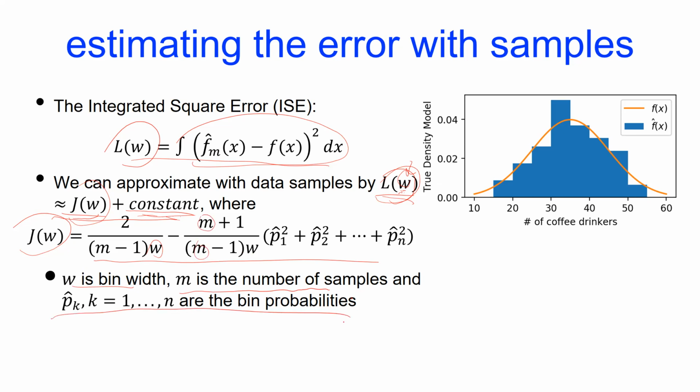And then the other P hat is the bin probability. So actually this equation is very simple, right? Although it looks like the steps to arrive at this are very mysterious, the equation itself is very simple. You know what M is, the number of samples, you know what W is, the bin width, and all this P hat is your histogram probability. This is very easy. You plug in, you will get your J(W).